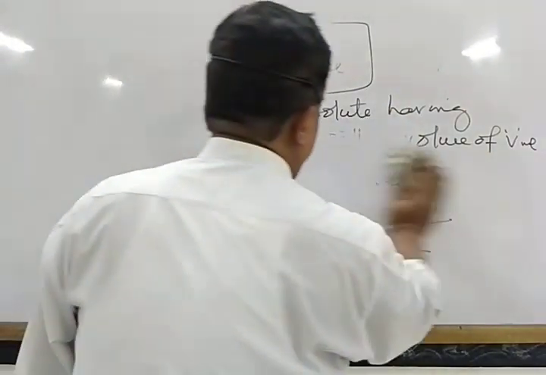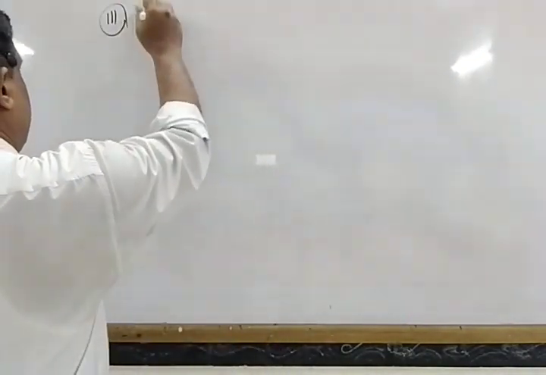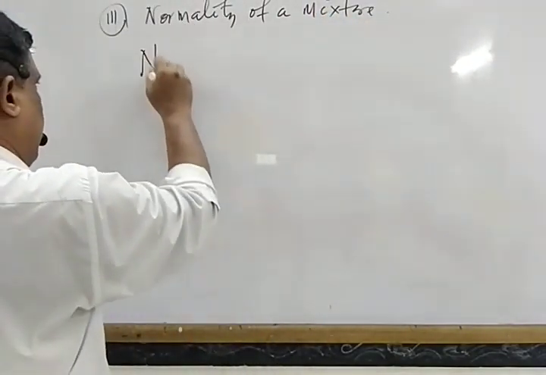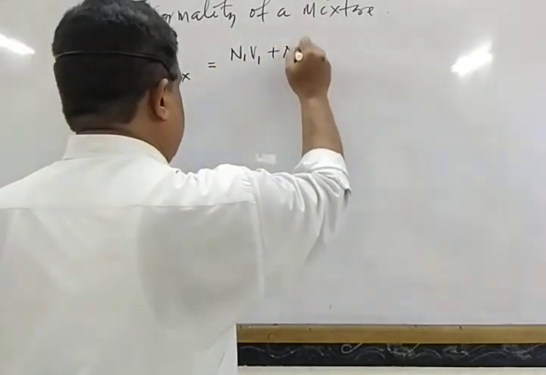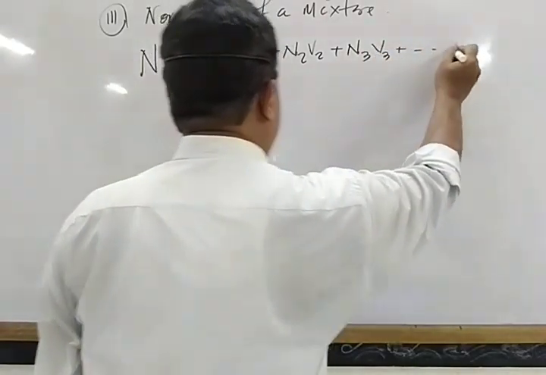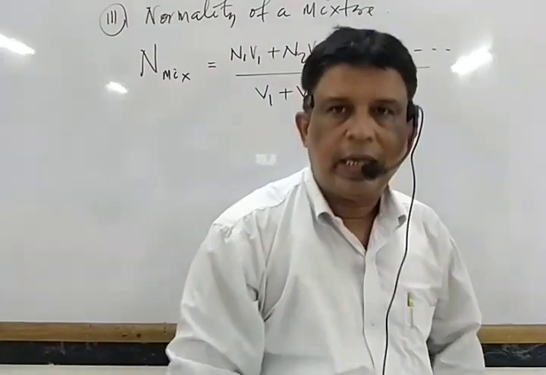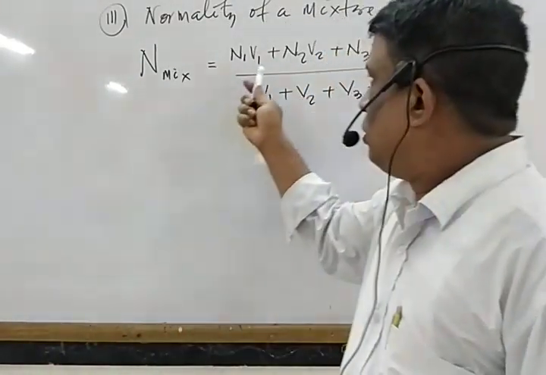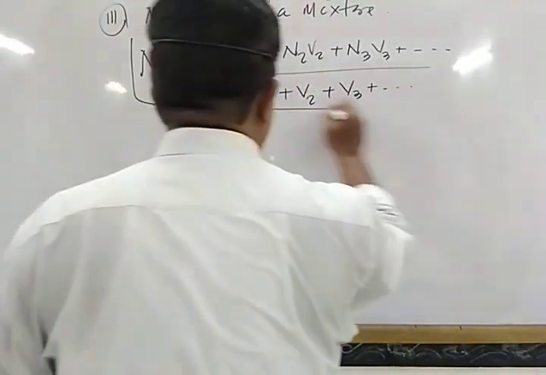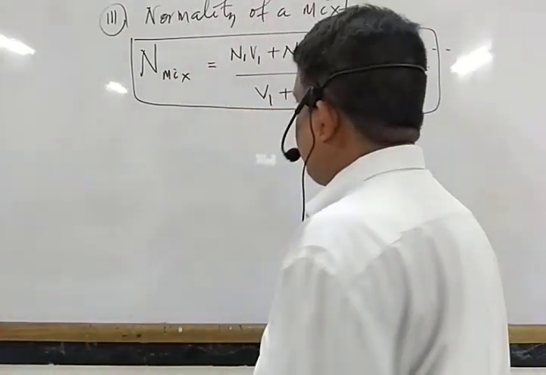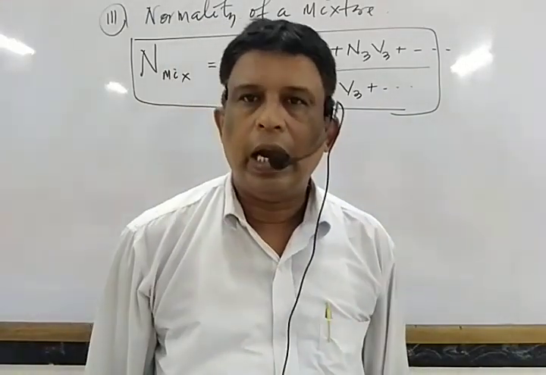Next, point three, observe how we calculate the normality of a mixture. The normality of a mixture, N mix, is equal to N1V1 plus N2V2 plus N3V3 divided by V1 plus V2 plus V3. Where N1, N2, N3 are the normalities of the different solutions having volumes V1, V2, V3, then the normality of the resulting solution N mix is equal to N1V1 plus N2V2 plus N3V3 divided by V1 plus V2 plus V3. These are some fundamental ideas about normality.